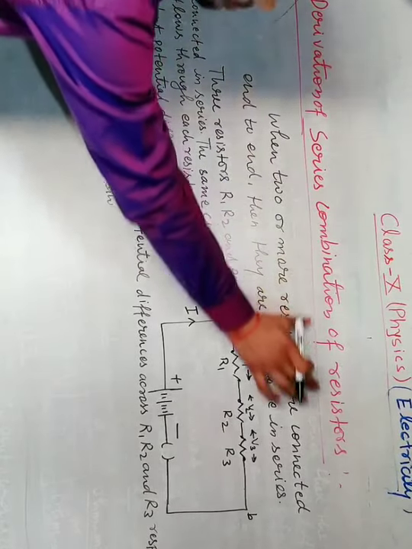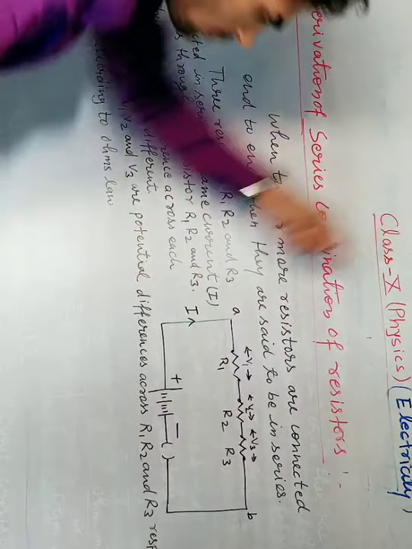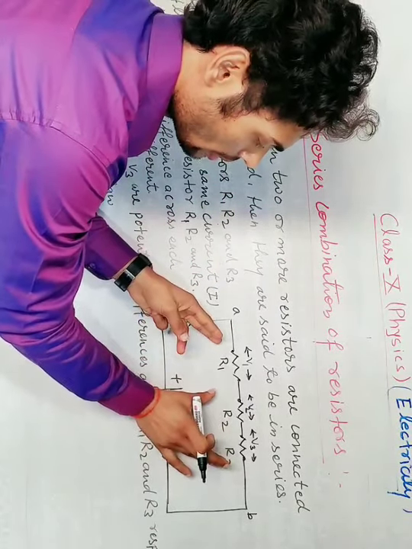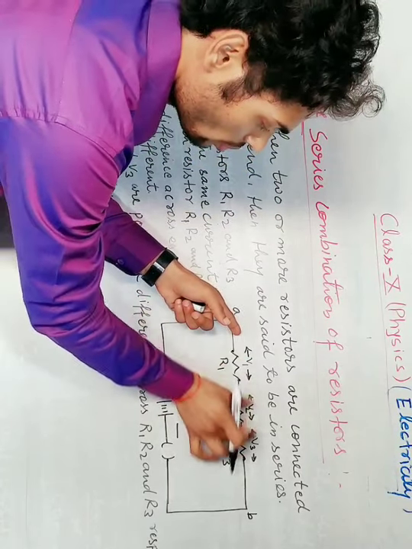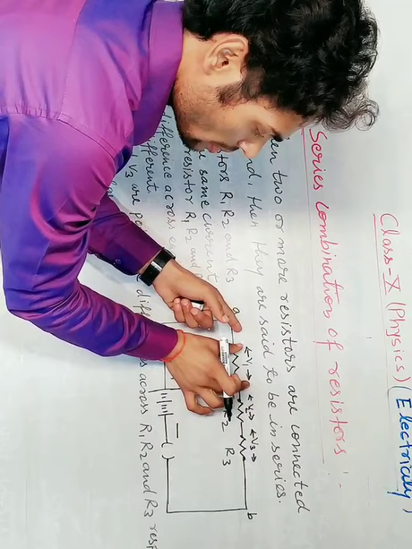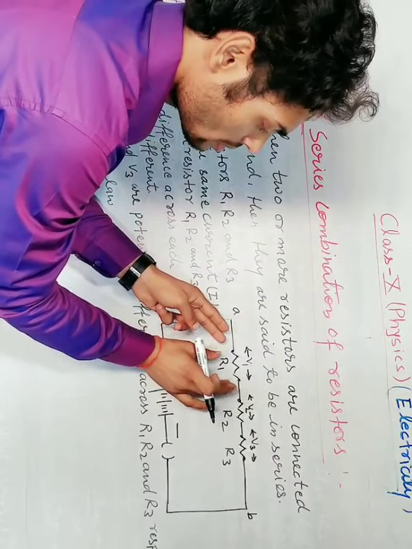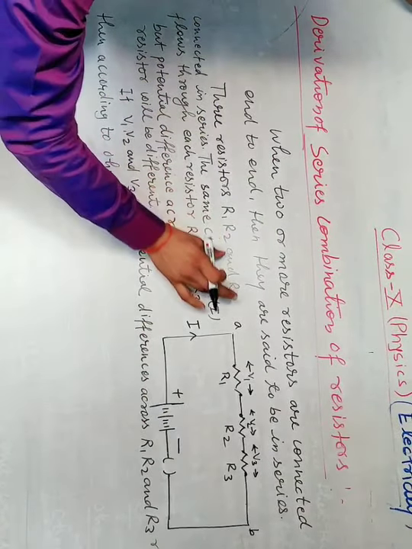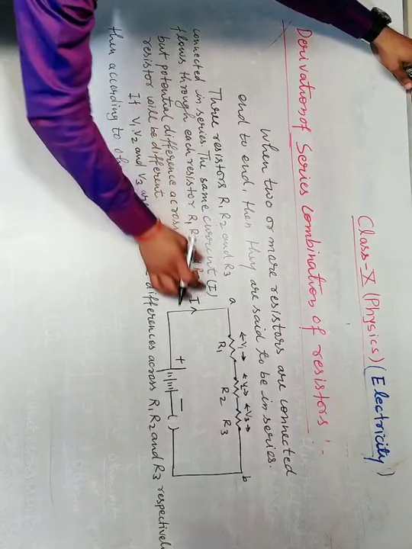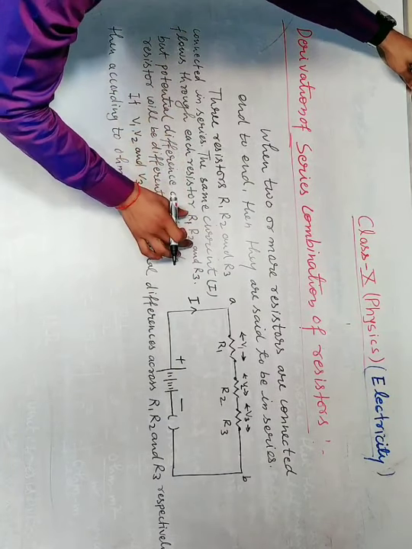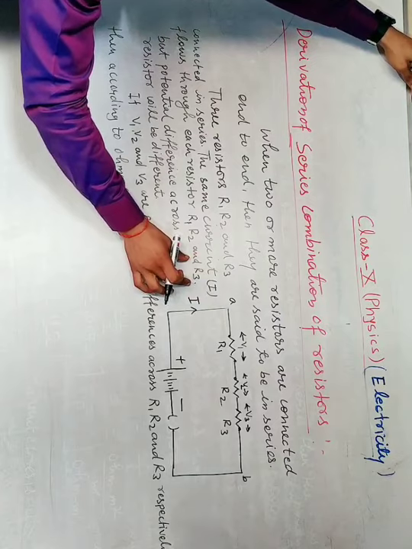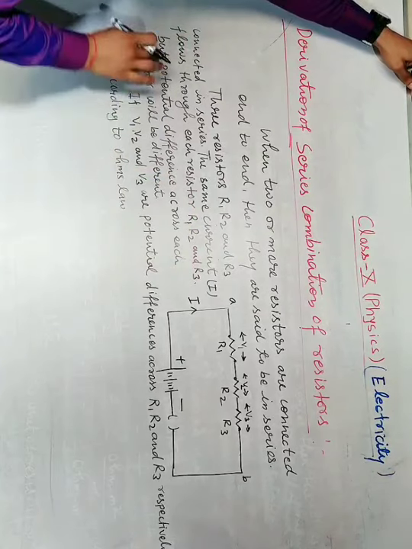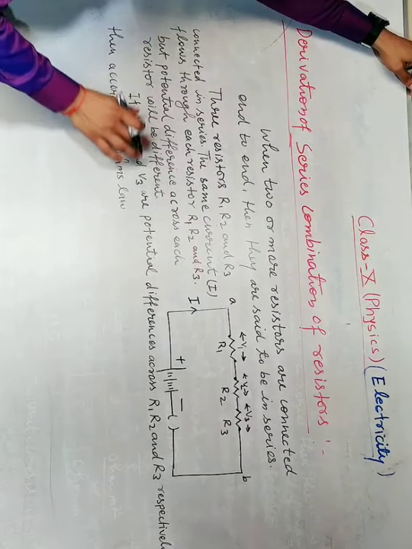Next, derivation of series combination of resistors. We have three resistors which are connected in series, R1, R2 and R3. V1, V2 and V3 are potential difference across the resistance R1, R2, R3 respectively. The same current I flows through each resistor R1, R2 and R3. Remember that in series combination the current I will be same, but potential difference across each resistor will be different.